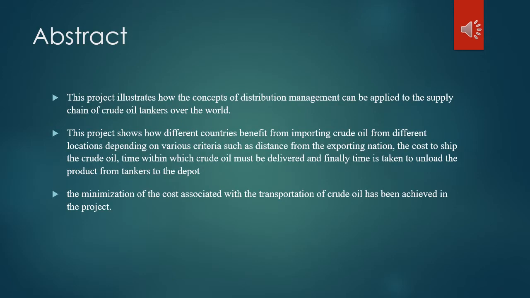As the demand for petroleum products increases, the supply chain of the petroleum shipping industry becomes more complex. This project illustrates how the concept of distribution management can be applied to this supply chain. It also shows how different countries benefit from importing crude oil from different locations depending on various criteria. The main objective of the project is to reduce the price of crude oil products throughout the country. It is important to minimize the cost of transportation of crude oil as much as possible.